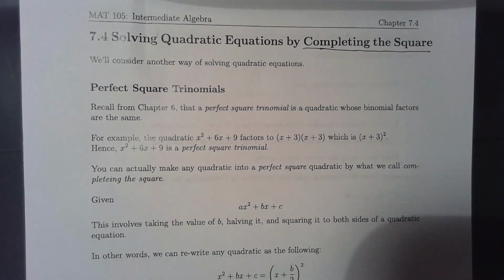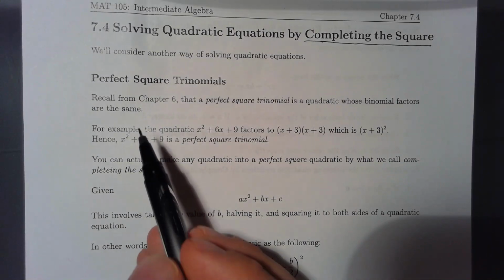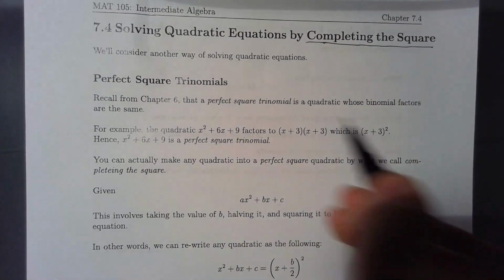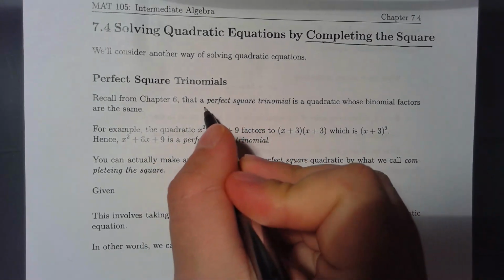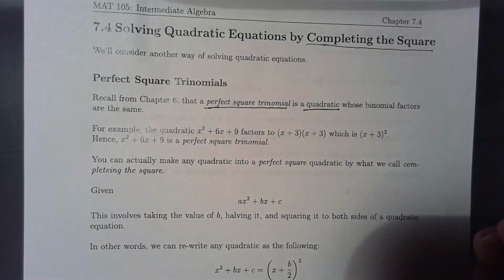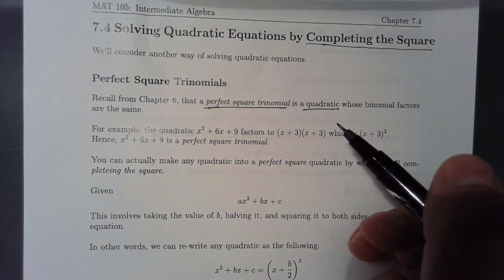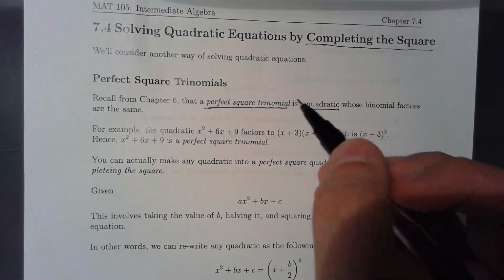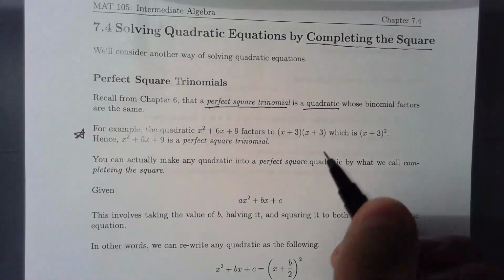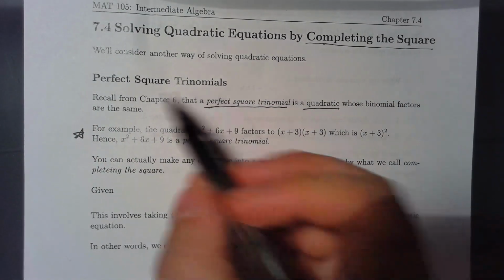Well, we can only take the square root of both sides if we have what's called a perfect square trinomial, or in other words, a perfect square quadratic. So if you remember, I mentioned this in 7.3, but a perfect square quadratic is a quadratic whose binomial factors are the same.